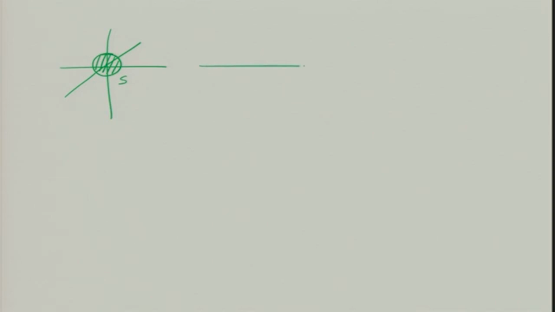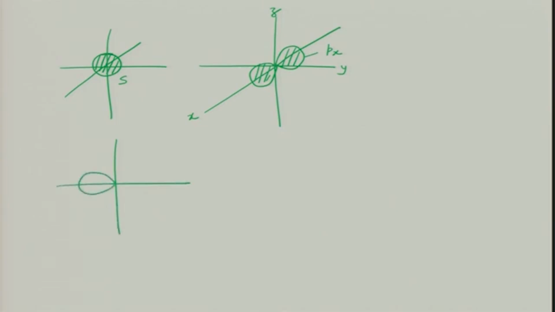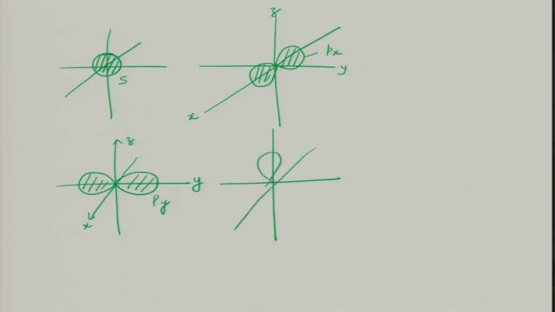And then you bring in, let us say, the px orbital. If this is the x axis, this is y, this is z, then this is your px. And along this axis, you will have py. So this is y, this is z, this is x. So this is py, and you will also have pz. They are not spherical in nature, they have this kind of shape. So this is pz.